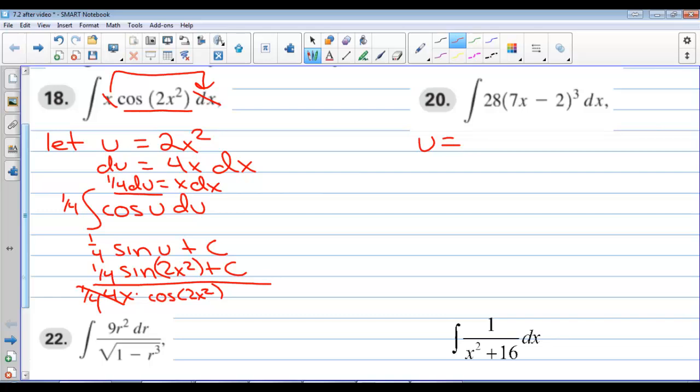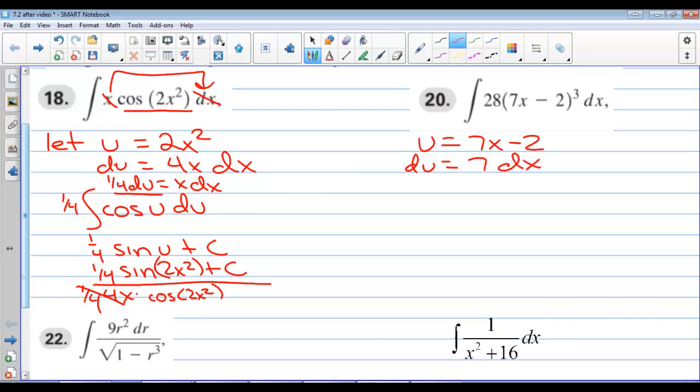All right, now the next one, we're going to let u equal as much as possible, but not too much. So as much as possible would be 7x minus 2. Now I can't have 7x minus 2 to the third, because then you have the chain rule, and the derivative is way too much. So du is equal to 7 dx.